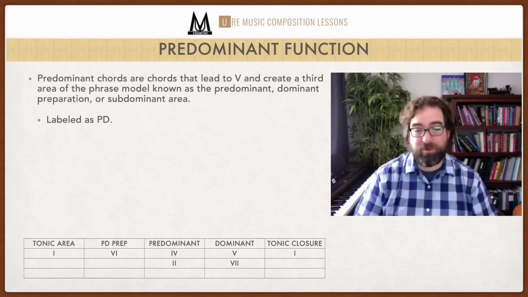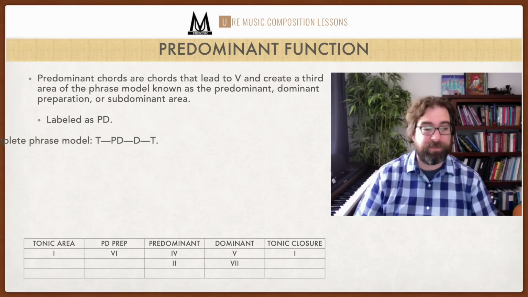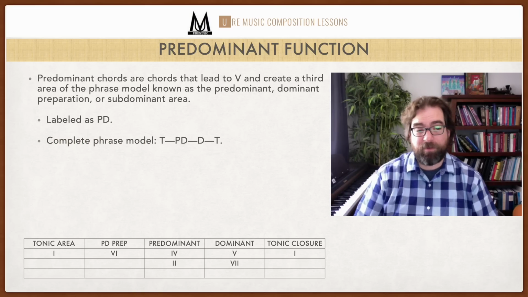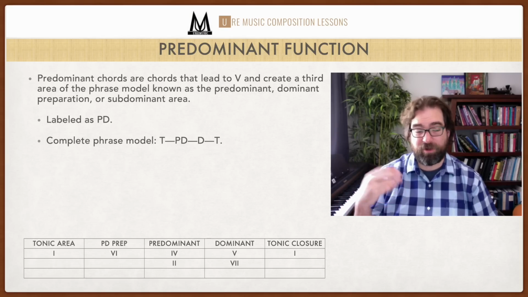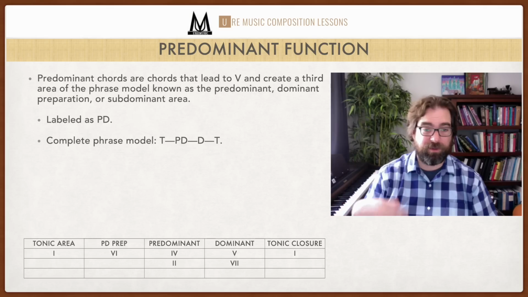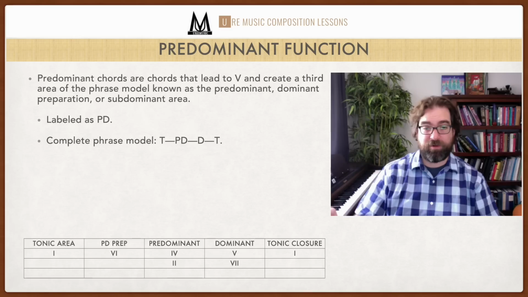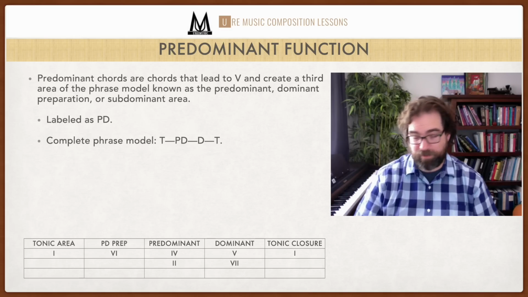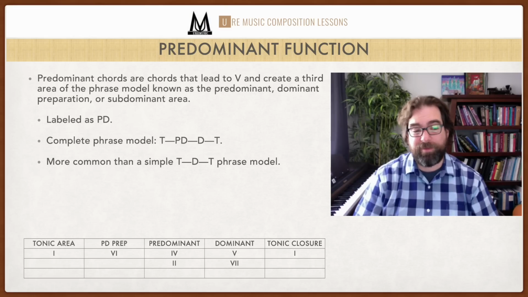So we label the predominant as PD, so that we know very clearly that it's the predominant when we have our phrase model. Your complete phrase model now will look like T, then you'll draw a line all the way up until the predominant. If the predominant area is expanded, you draw another line to the dominant, and then you draw another line to the tonic. And you do this underneath the first layer analysis where you write in your chord progressions. You analyze all the chords in the piece. It's more common than a simple tonic, dominant, tonic phrase model.